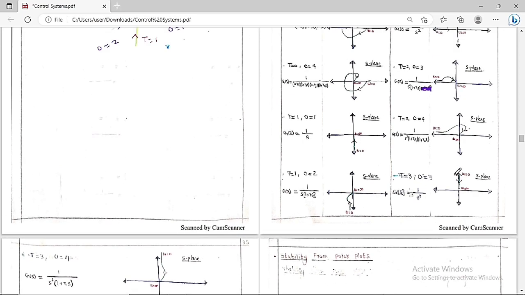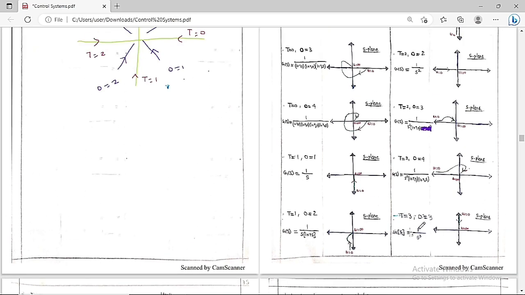Now let's go for another system. Here the open loop transfer function is G(s)H(s) equal to 1 by s squared. The type indicates the number of open loop poles present at the origin. The number of poles present at the origin in the open loop transfer function is called the type of the system. Type of system is equal to 3. And what is the order of the system?